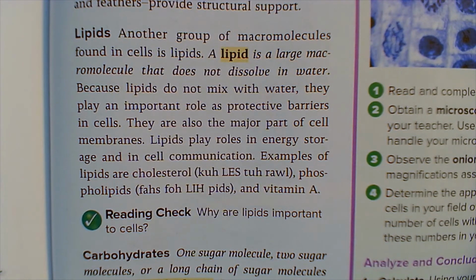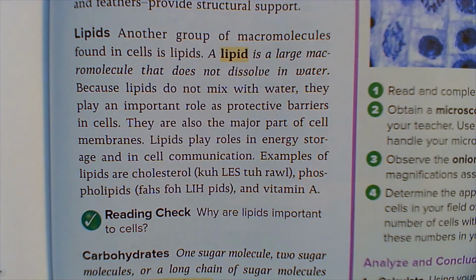Examples of lipids are cholesterol, phospholipids, and vitamin A. Lipids can also be things like waxes and oils and fats. Those are types of lipids.